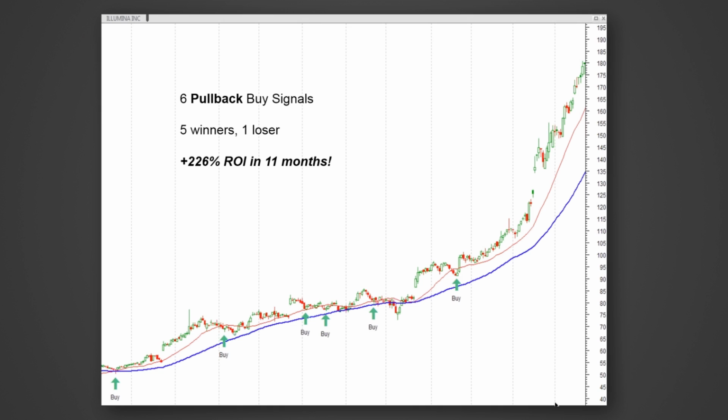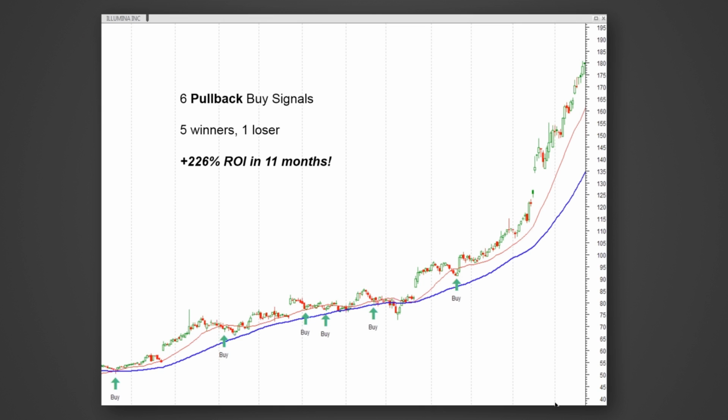All of them except, I think, this one right here in the middle hit its price target before the next buy signal, but you would have been in and gotten out right about here. So that shows you what the long pullbacks look like on this particular chart.